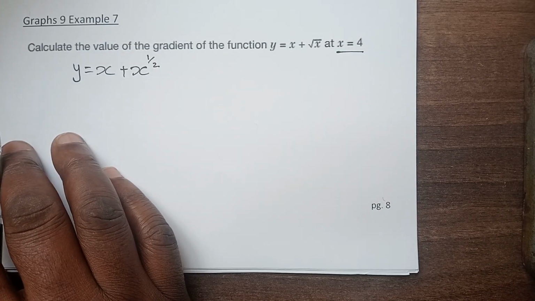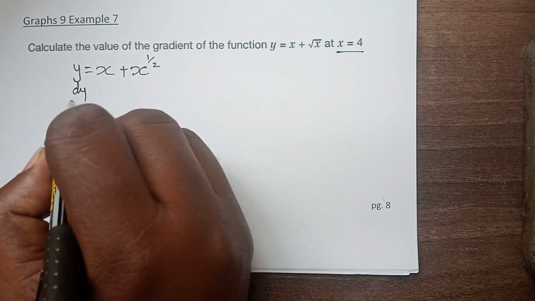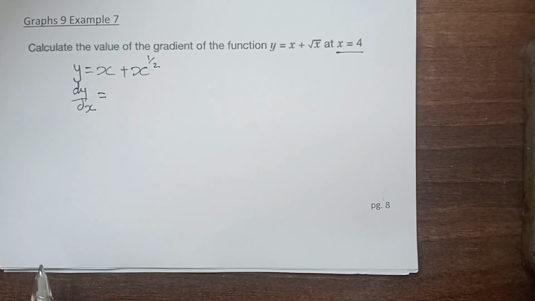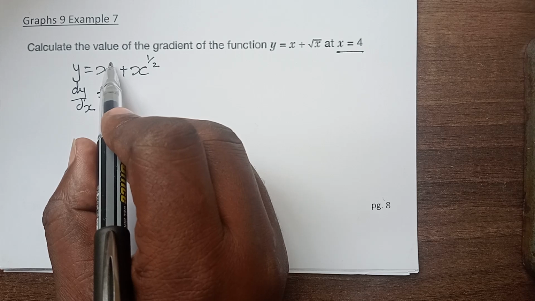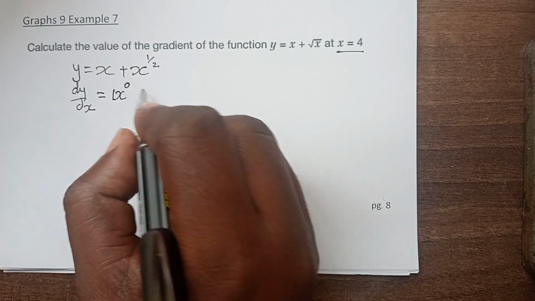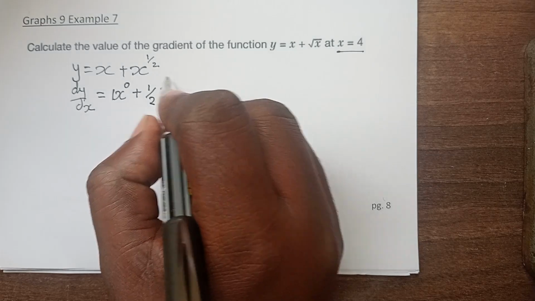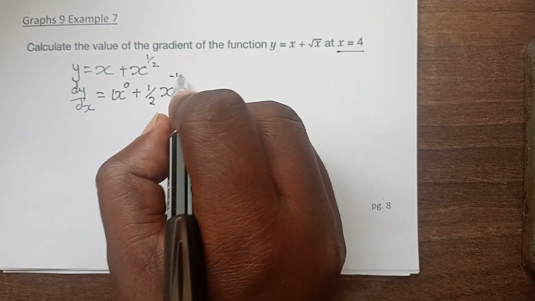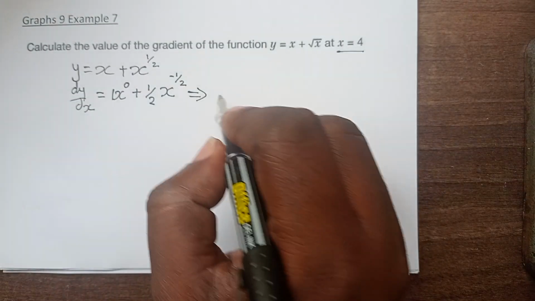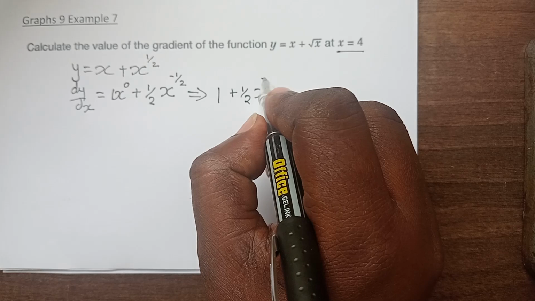So the gradient function of this equation, or of this curve, is dy dx, delta y over delta x. This is x raised to power 1: 1 times 1 is 1, x raised to power 1 minus 1 is 0, plus a half times 1, a half, x raised to power a half minus 1 is minus a half. If we simplify this further, we're going to have 1 plus a half x raised to power minus a half.